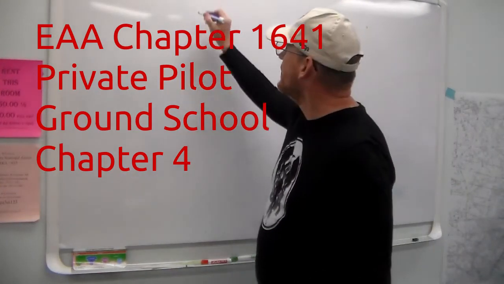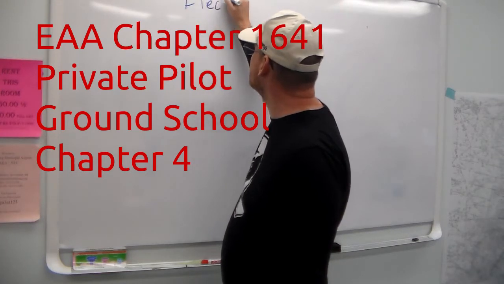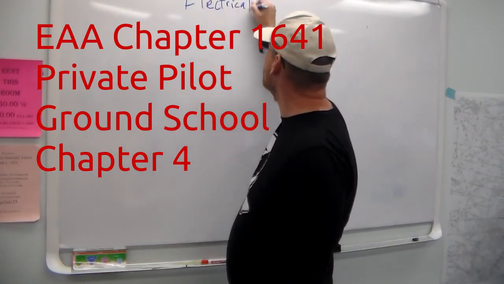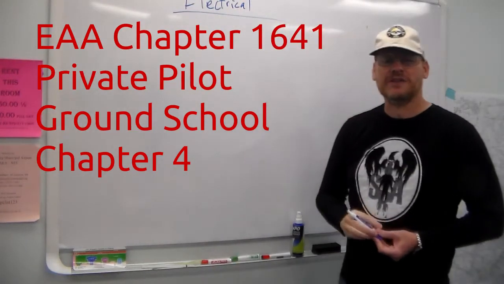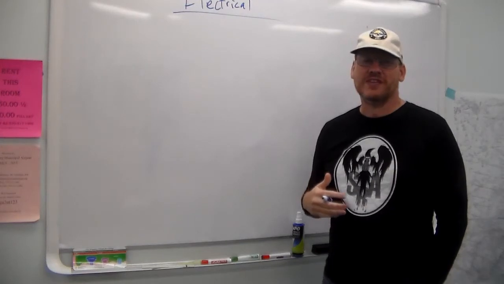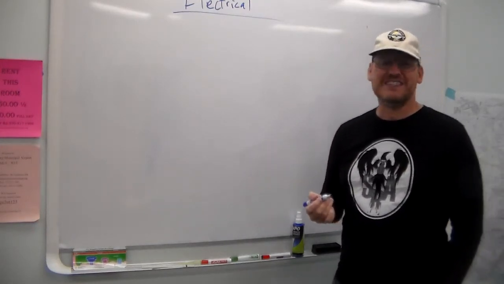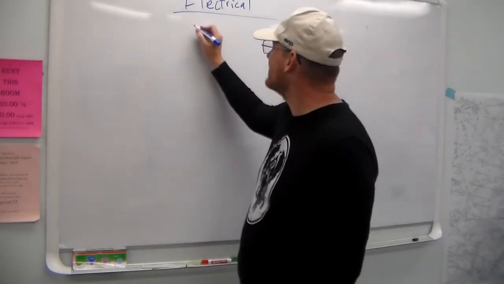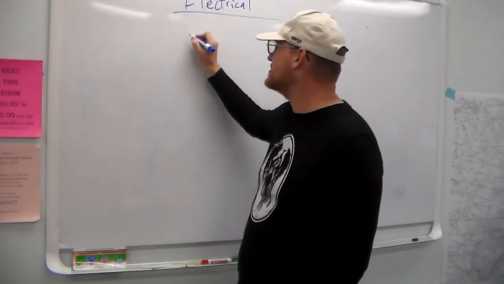So, a couple of things that Rod doesn't really mention. He talks about electricity, talks a little bit about pressure, and relates that to voltage. We're talking about DC electricity, direct current, which is what we have in our planes.